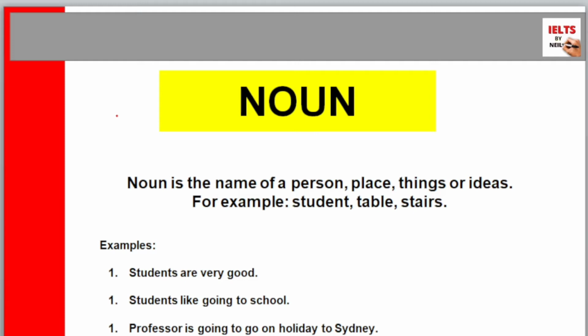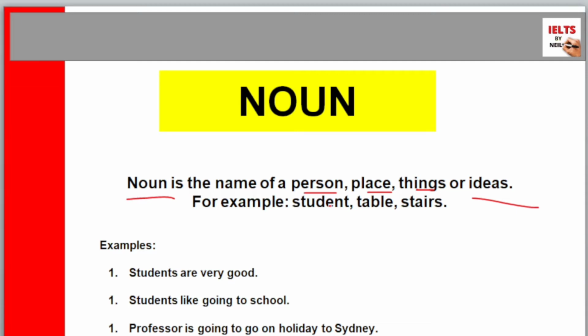So let's start with the noun. So what is a noun? A noun is the name of a person, a place, things, or ideas. So any word that describes the name of a person, place, things, or ideas, that word is called a noun.